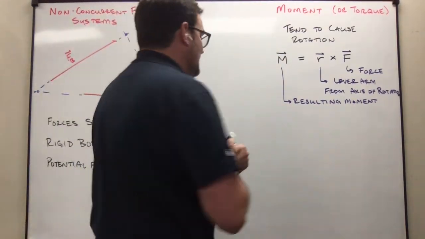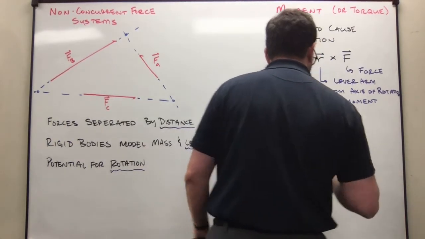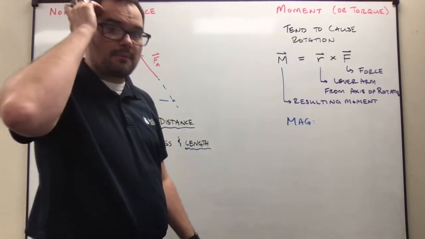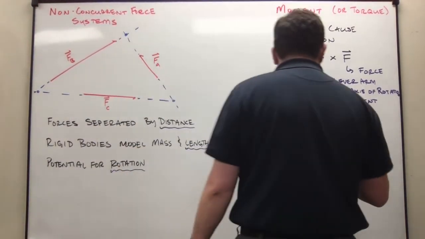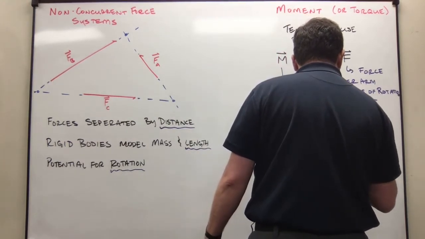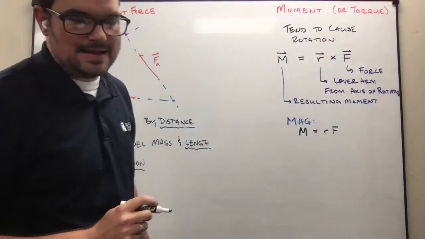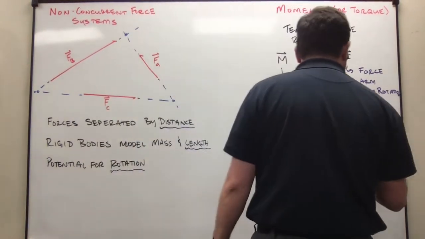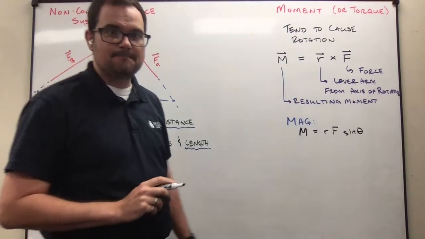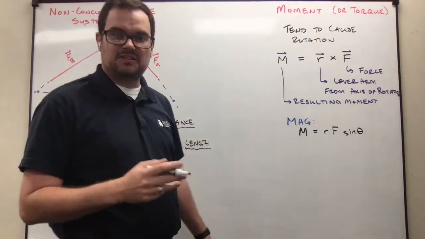Our moments are going to have a magnitude. So we're going to ask ourselves, how big are they? The magnitude. And if you'll recall, our magnitude from a cross product is going to be this quantity. So our magnitude is going to be equal to the magnitude of the two vectors, r and F, times the sine of the angle between the two. Okay, so that's exciting. We can work with that.